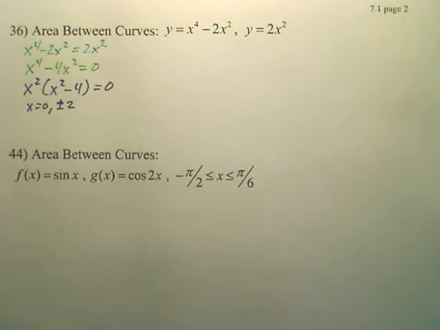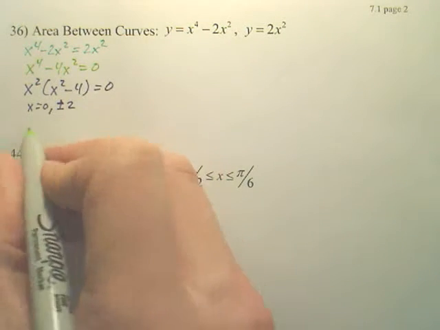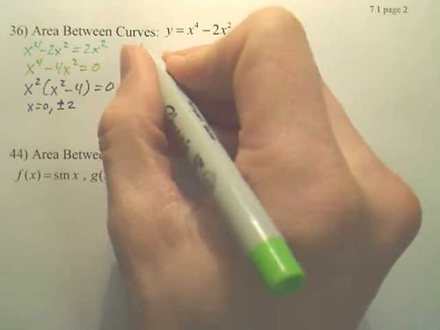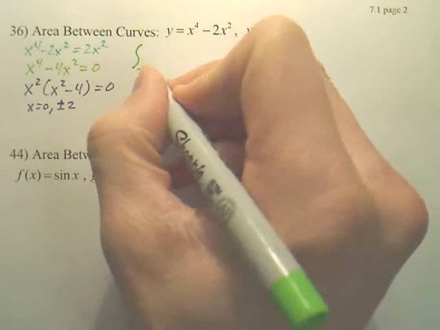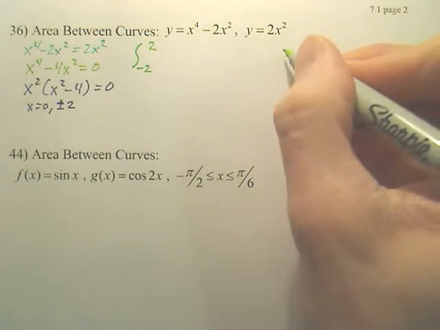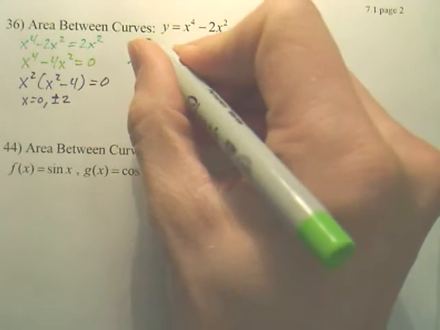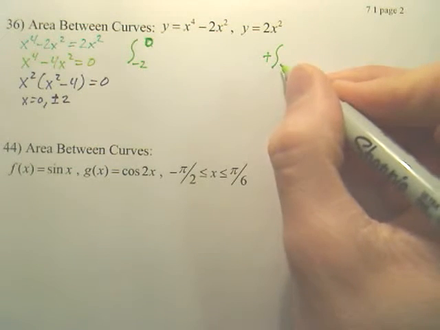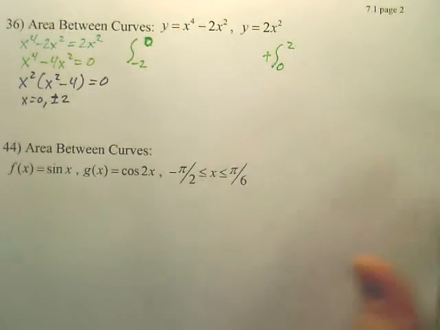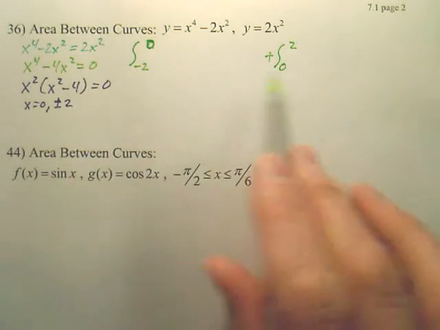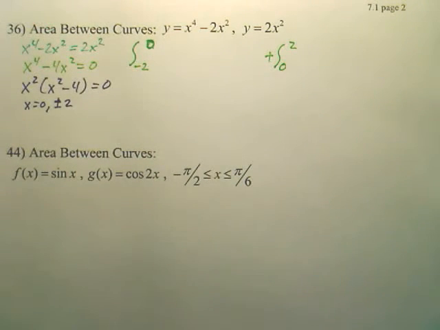Our next step, when you set up your intervals, you have two intervals. You're basically going to have two integrals: one from negative 2 to 0, plus the other one from 0 to 2. So you have two things, you're going to add them. Got it? You just have to figure out which one's on top for each one.